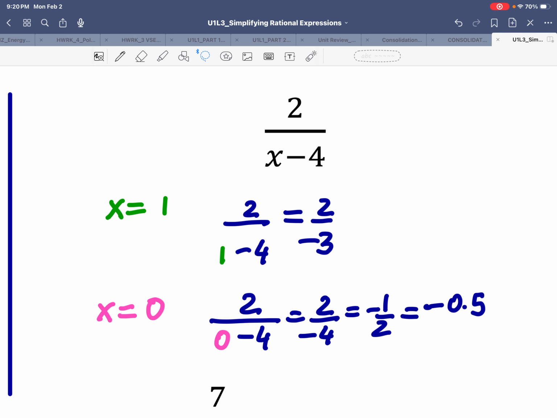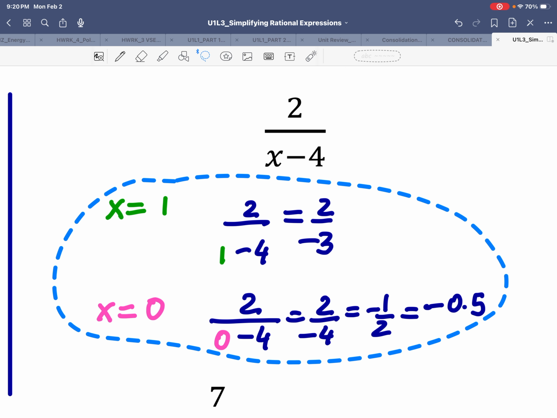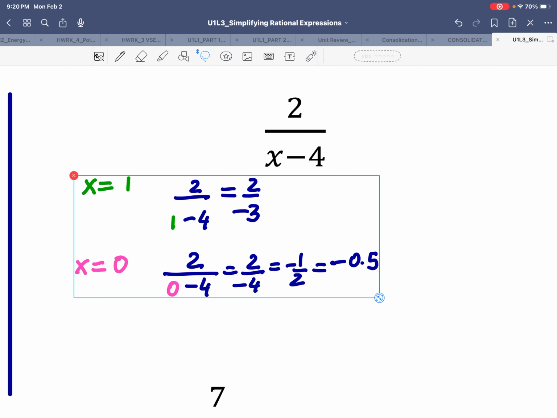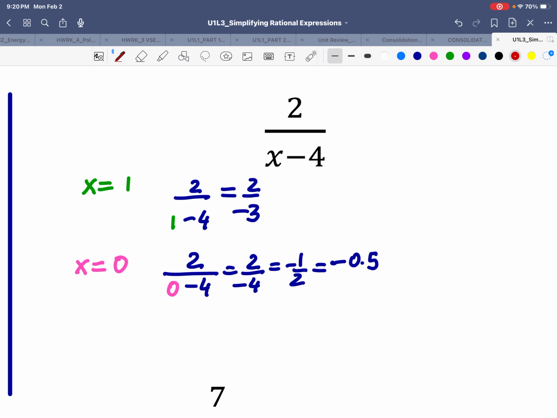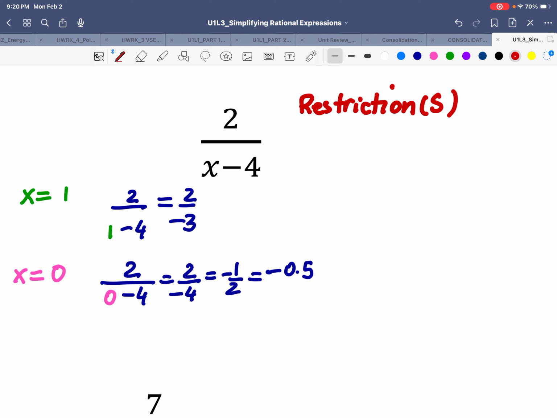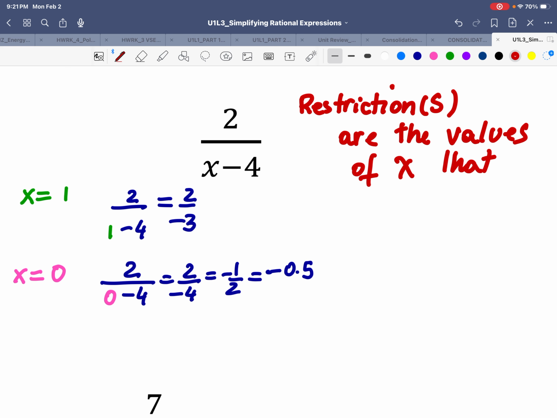And I want you to think about it. Why is that? What is the restriction really? So the restriction is the value of x that makes the denominator 0. So it's time for us to define this. So restriction, or should we say restrictions, because sometimes there may be more than one restriction in a rational expression depending on the size of it, are the values of x that make the denominator 0.